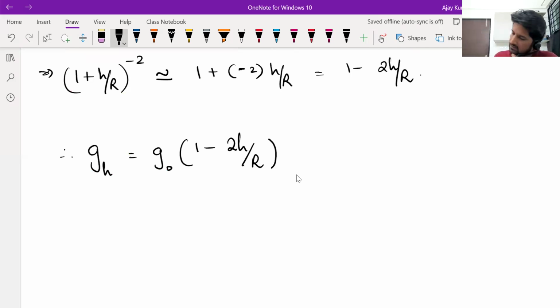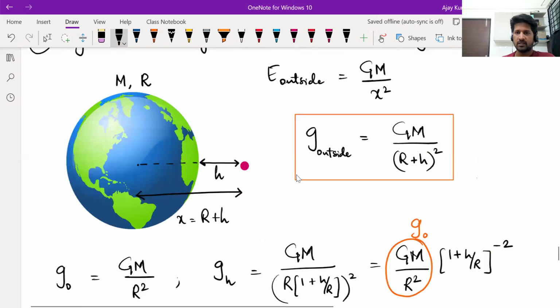But remember, this is not always valid. This is only valid when h is very small compared to R. How small is very small? Less than 640 kilometers, but they'll give you that in the problem. Whether you are supposed to consider it as a small height or not, they'll give you. If you don't know whether the height they are talking about is small or very large, you will have to use the general formula, which is always valid. The formula which is always valid is this one. At any height, you can use this.